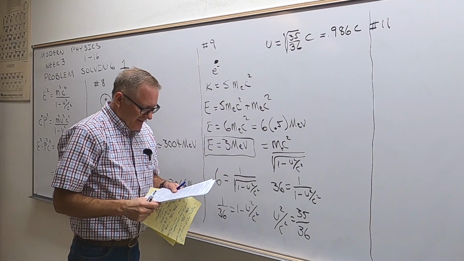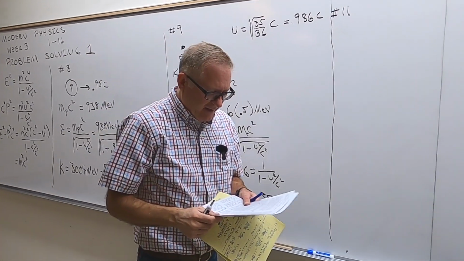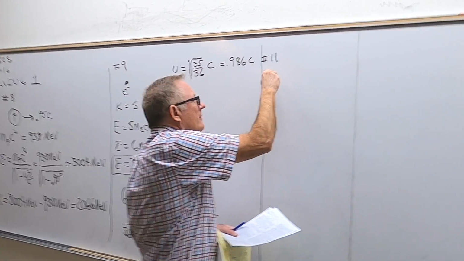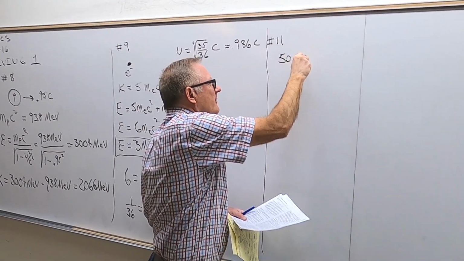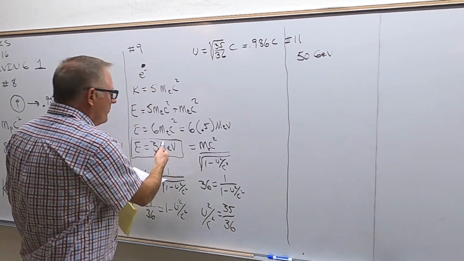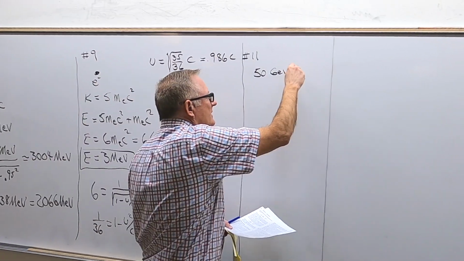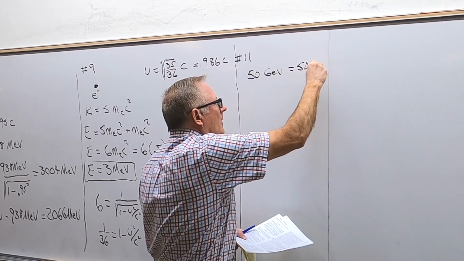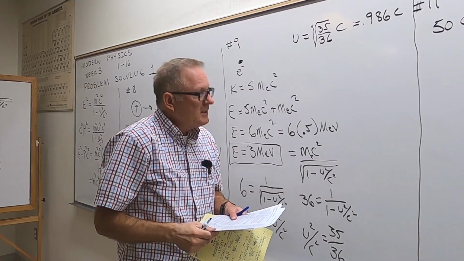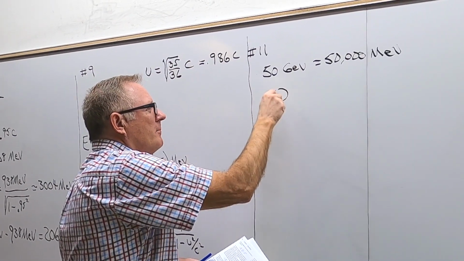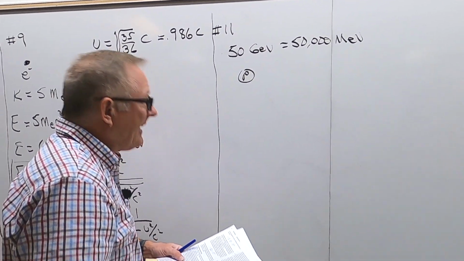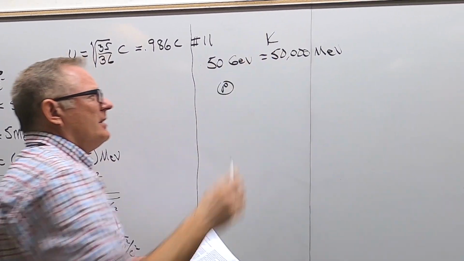A proton in a high-energy accelerator is given an energy of, they say, 50 GeV. Well, GeV is billion, so if I put it in terms of MeV, that would be 50,000 MeV, just because that's what we've been working in all along. So this is a proton right here. Again, we know what the mass of the proton is. So that's its kinetic energy.